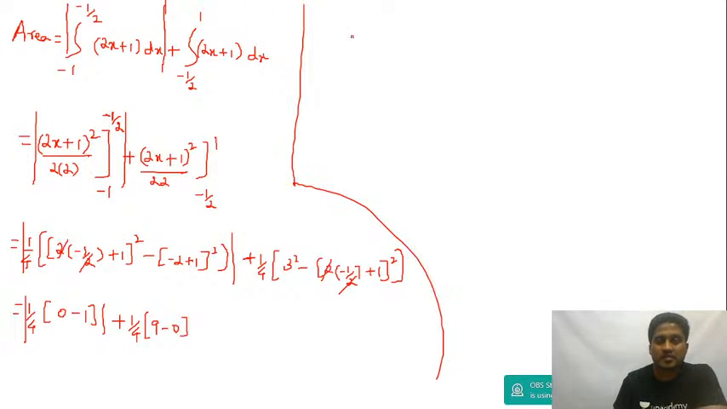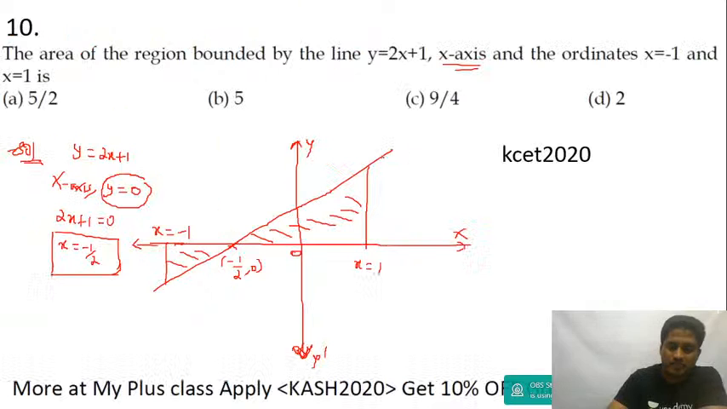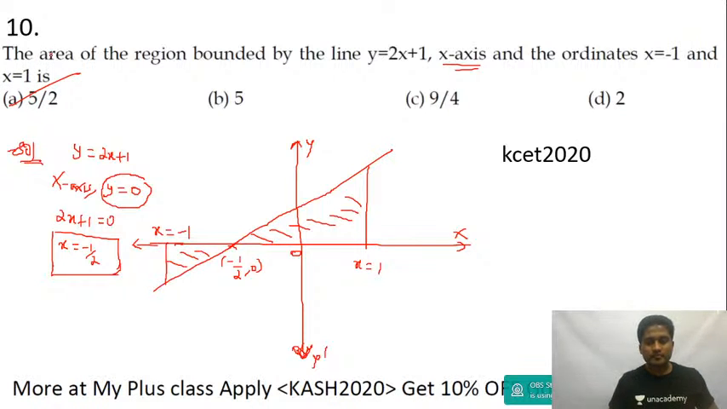What will I get, guys? This mod of 1 upon 4, plus 9 by 4. This is equal to 10 upon 4, which is equal to 5 by 2, that is 5 by 2 square units. 2020 paper question. So don't forget to take that mod. Area below the x-axis will be negative. Answer 5 by 2 square units, that's the first option. Let's move to the next question, guys.